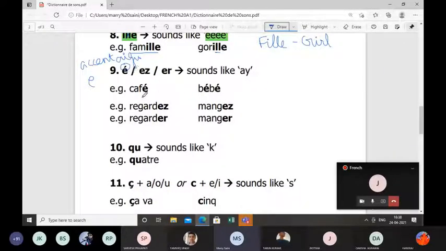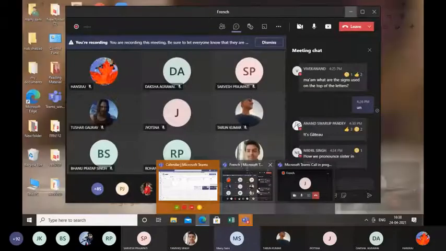Like here they have given you the example. Café. Café, "ay" sound. It means coffee. Then next one is "bébé". "Ay" sound you need to give. Bébé means baby. So the "ay" sound will be there if you are having accent aigu over E.